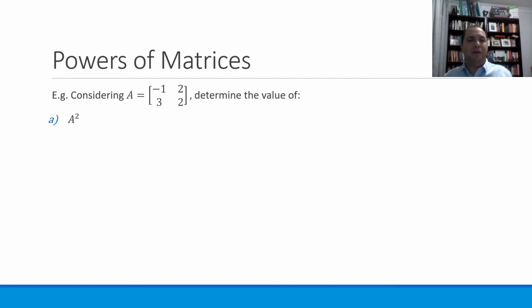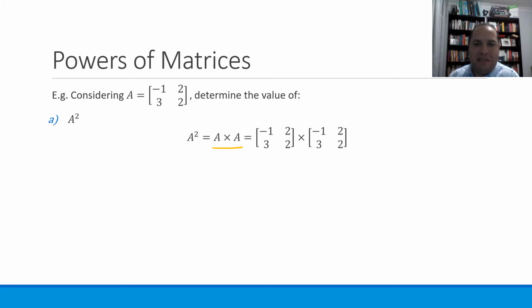Considering the matrix A equals [-1, 2; 3, 2], we're going to work out A squared. We start by recalling A squared is just equal to A times A, and then multiply these matrices together. I might multiply these matrices a little bit differently than I did in the previous video, just to give you a different way of showing how you do your matrix multiplication. The steps are still all the same.